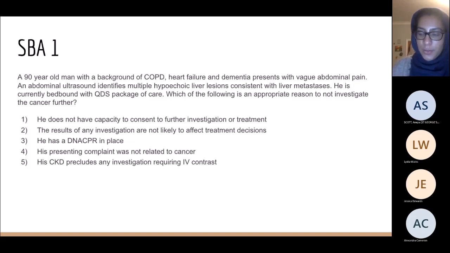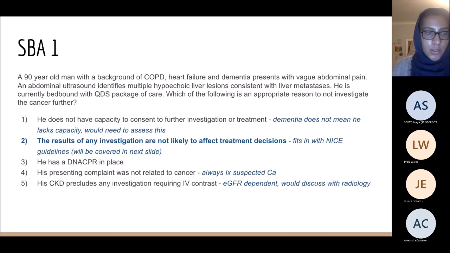Okay, so most of you guys said 2, and the answer is yes, 2. The results of any investigation are not likely to affect treatment decisions.